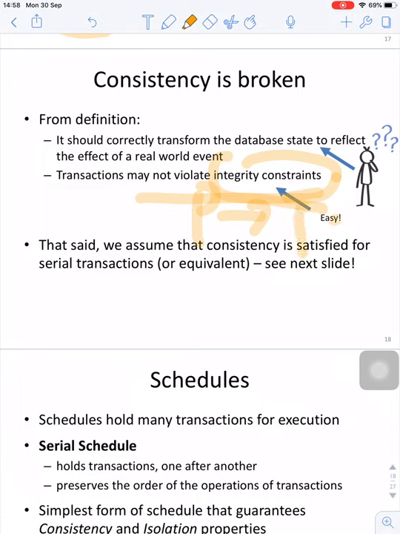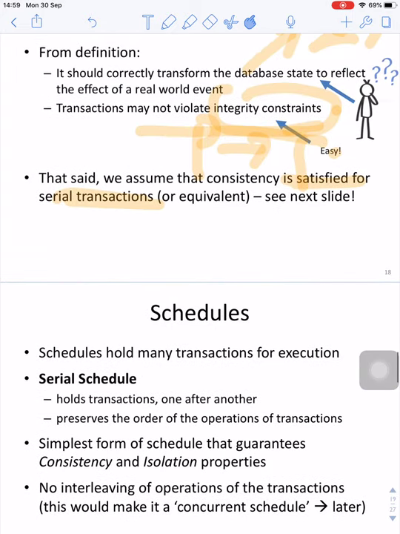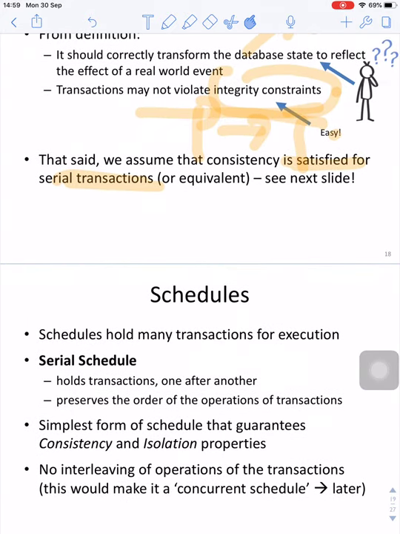It should correctly transform the database to the state it is like, just like two persons cannot sit together, okay? We assume the consistency is satisfied for serial transactions. See, the consistency is satisfied for serial transactions. Let's see the next slide.